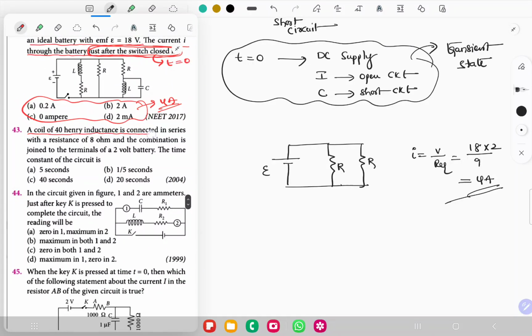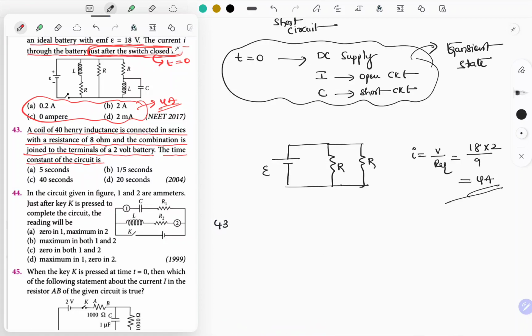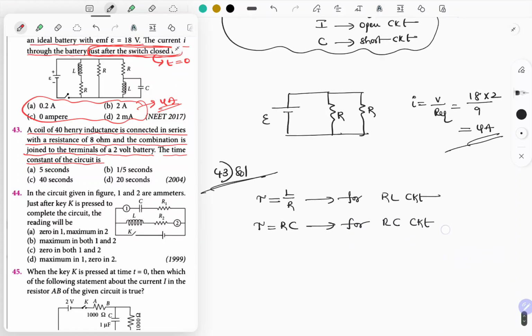A coil of 40 Henry inductance is connected in series with a resistance of 8 ohm and the combination is joined to the terminals of a 2 volts battery. The time constant of the circuit is? Question number 43 is based on time constant. We have a formula for time constant, that is tau is equal to L by R for an RL circuit, and tau is equal to RC for an RC circuit, resistor and capacitor combination.